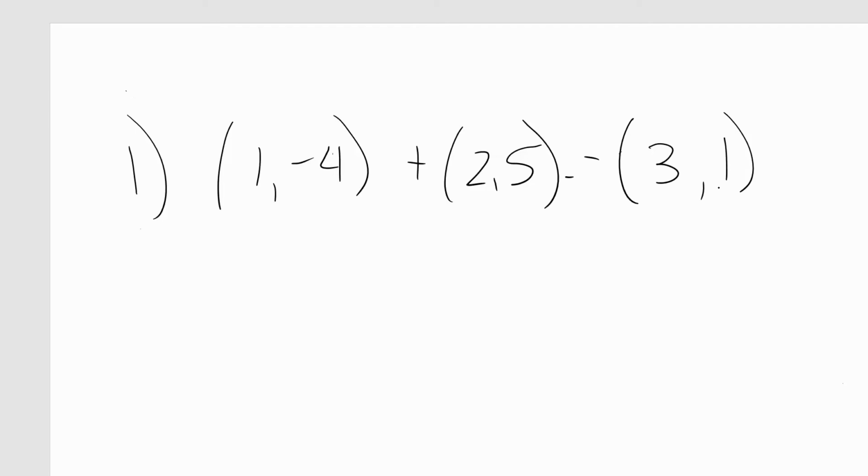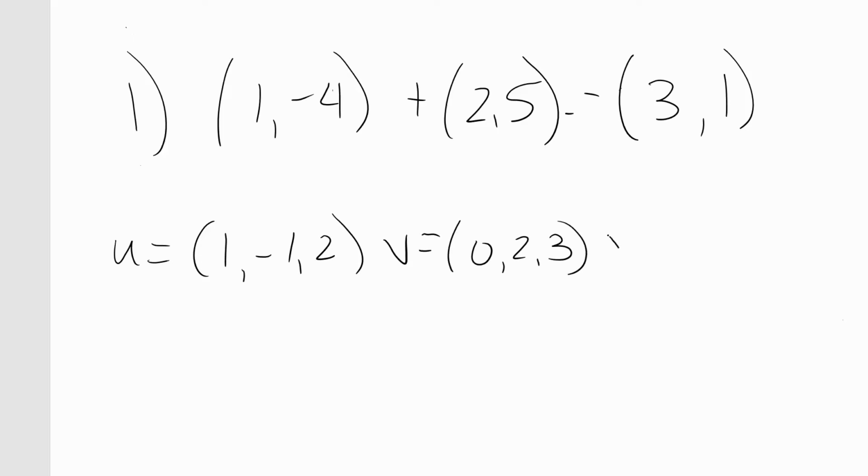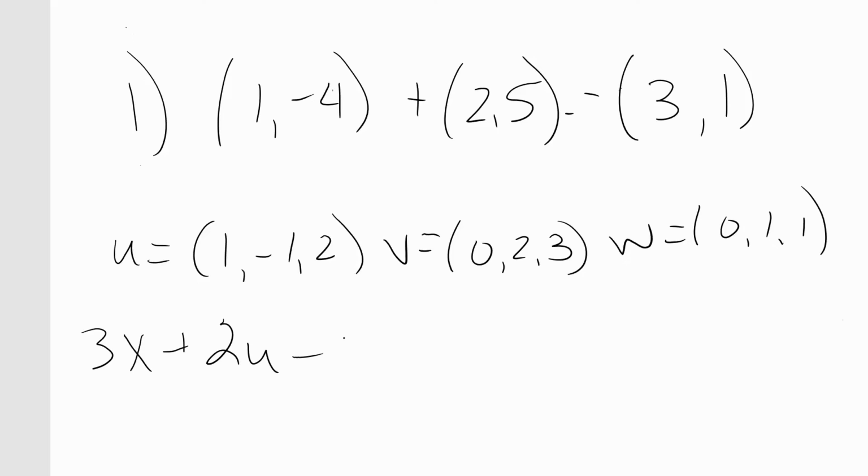So we can do this with scalar multiplication. We can do this with adding and subtracting. Those work just fine. All right, so let's do something slightly more complicated and solve an equation. If I told you u is the vector 1, negative 1, 2, v is the vector 0, 2, 3, and w is the vector 0, 1, 1, and I gave the equation 3x plus 2u minus v plus 2w equals 0 and said solve it for x.